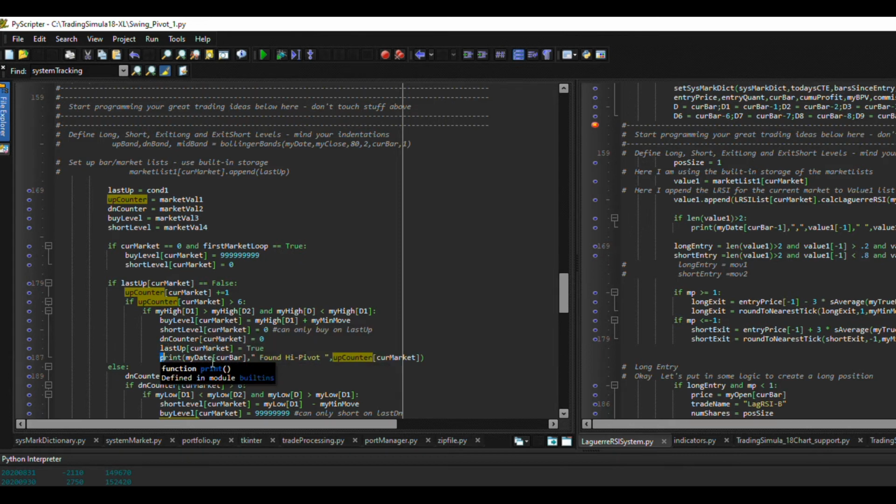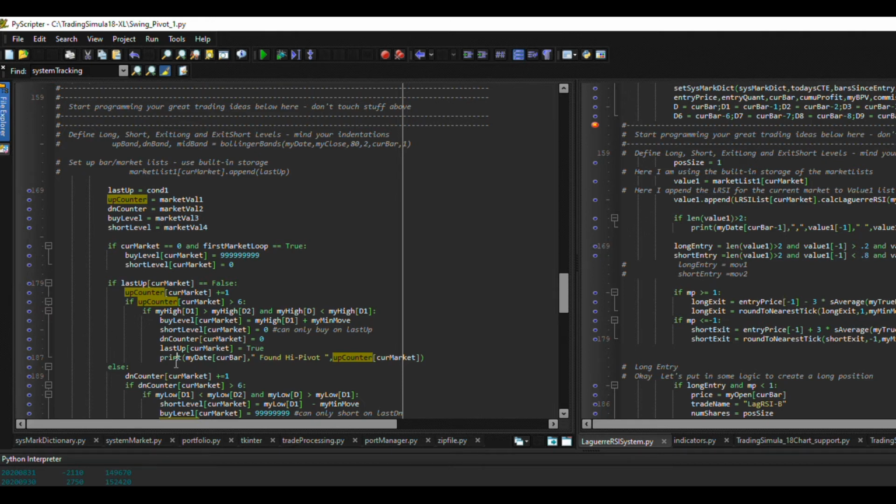And here I'm printing out, I found a high pivot. And when I print, I'm printing right to the Python interpreter window, which makes debugging so much easier. And I'm using PyScripter here, and it's got a great debugger. So I would suggest, if you're doing any type of extensive programming in Python, to use PyScripter or one of the alternate IDEs. The good thing about PyScripter is it's free. The only thing they do is ask for a donation, and of course I gave them one because I use it exclusively, basically for most of the stuff I do in Trading Simula.